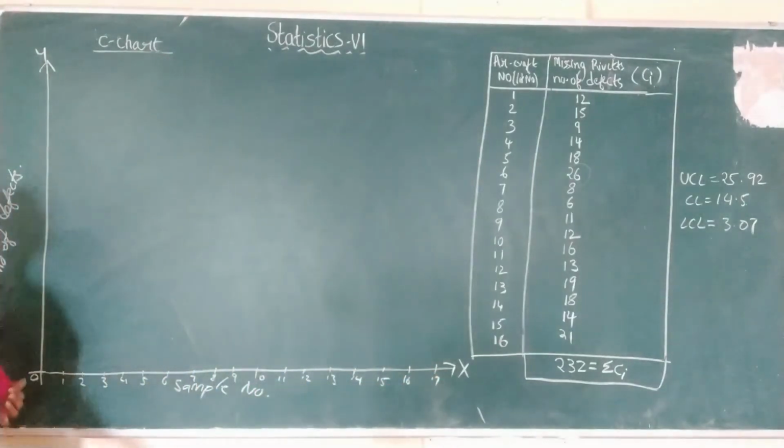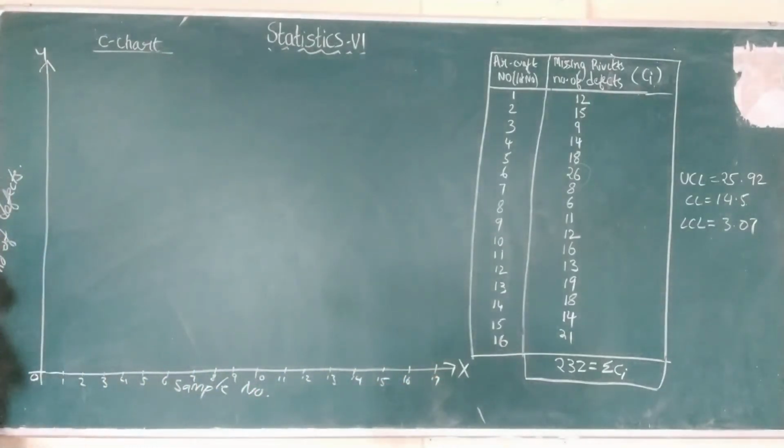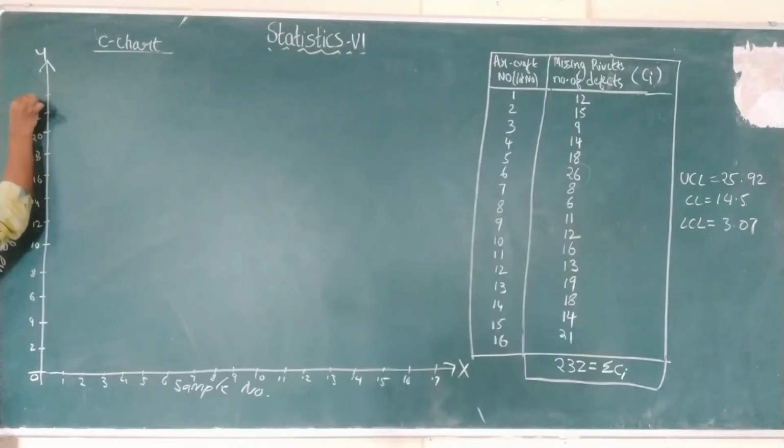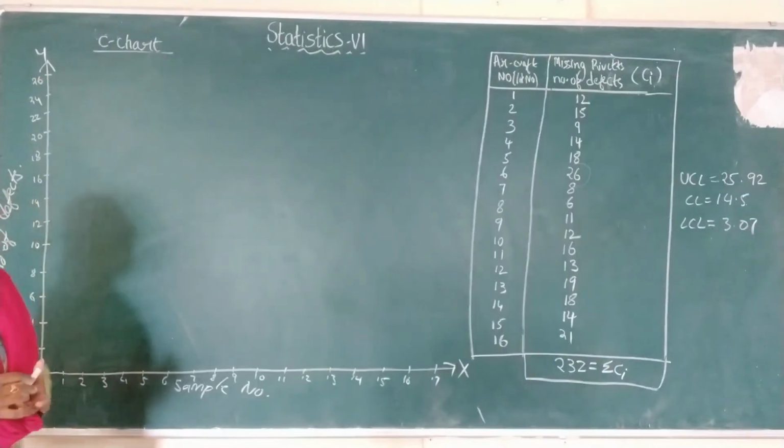Total up to 16 values. Next on the y-axis we want up to 26. So here I will take the scale as 2 units. So 2, 4, 6, 8, 10, 12, 14, 16, 18, 20, 22, 24 and last is 26. So here we got values up to 26.